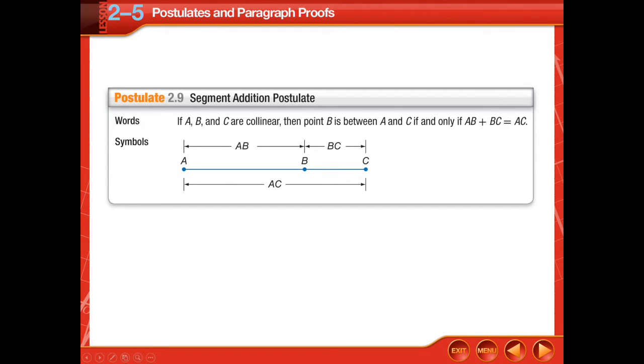The segment addition postulate, which we've reviewed before, allows us to add 2 parts and get the whole. But this is more specific because it tells us that the points must be collinear and that B must be between A and C, and then we can add the 2 parts to get a whole.